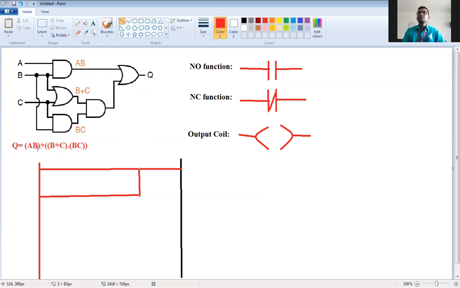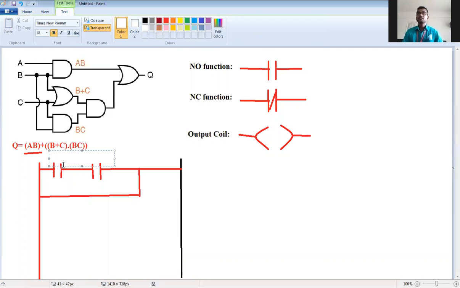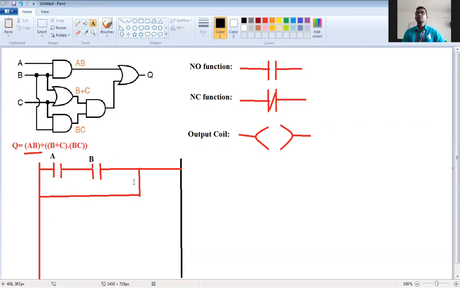See, this AB is A into B. Means what? When both A and B are 1, then and then the output of this term will be 1. Correct? For programming this, your logic of ANDing and ORing must be clear. A into B means when both are equal to 1, then and then your A into B will be 1. So obviously these two will be in series like this. This is A, this is B. It is very simple.